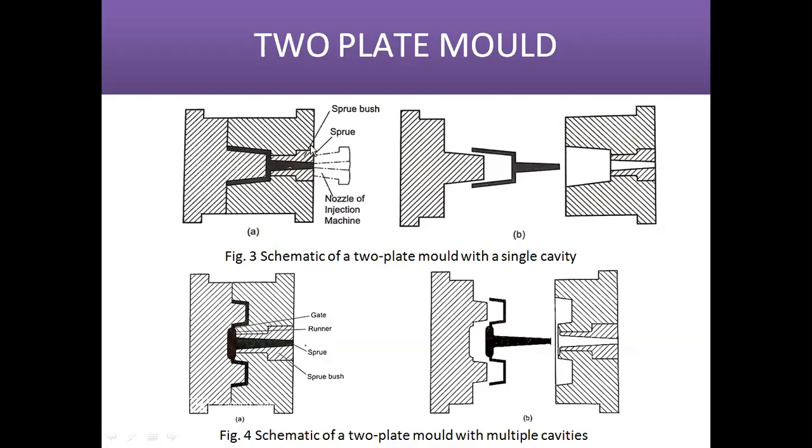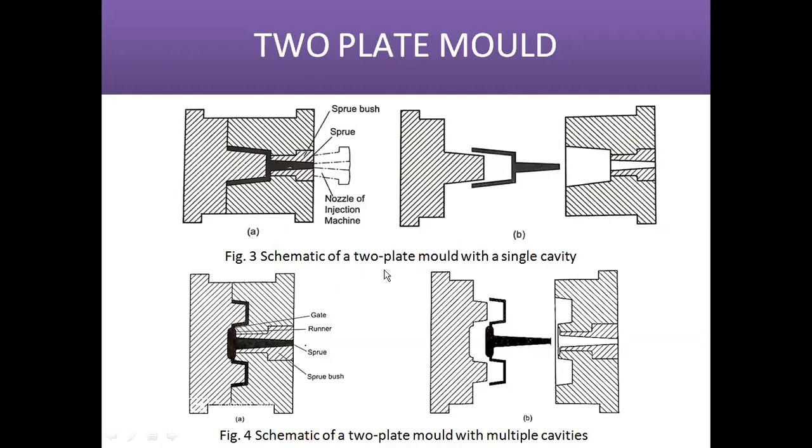This is the sprue bush, and after the completion of the injection molding process, this is the movable platen, so it moves along this side. Then we can eject the final product. So it is called a two plate mold with a single cavity. Only a single cavity is there, that's why only a sprue is there.